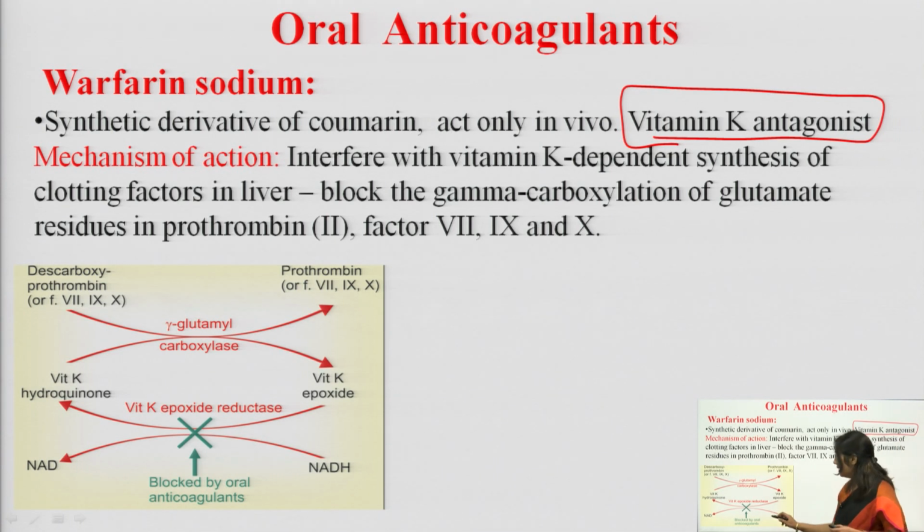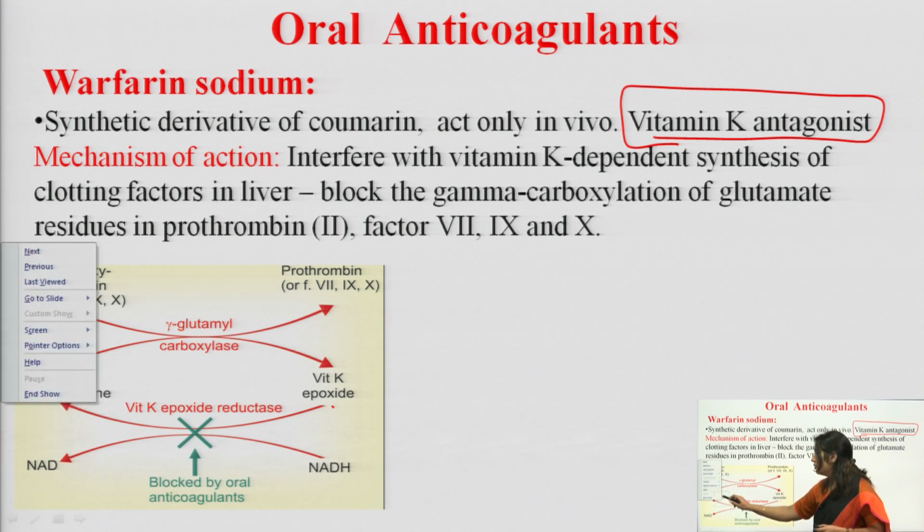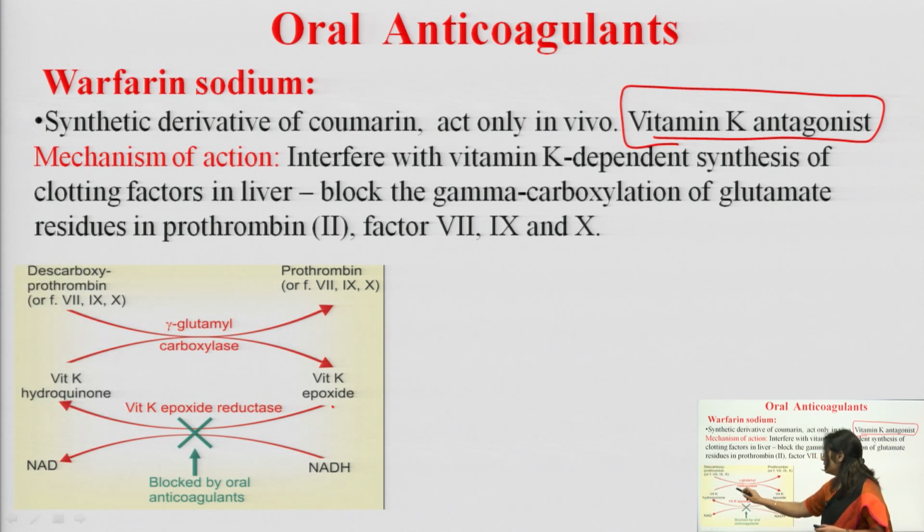So, here we can see warfarin blocks the conversion of vitamin K epoxide into hydroquinone, which is the active form of vitamin K. Vitamin K is responsible for the carboxylation and for the synthesis of these factors. So, in the presence of warfarin, which is a competitive antagonist of vitamin K, the body will not be able to synthesize factors 7, 9 and 10 and prothrombin.